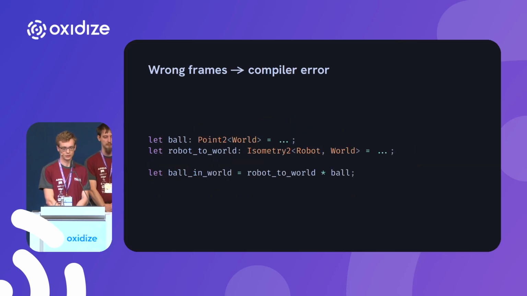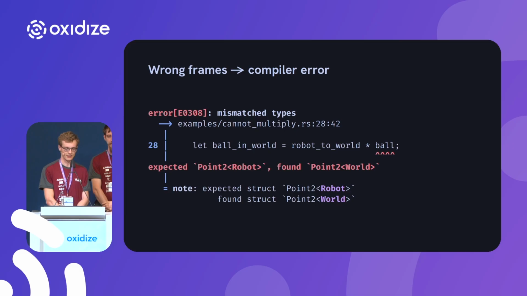If we would use the wrong frames, for example, in this case, we switched up robot and world in our isometry, so this is the same isometry backwards, the other way around. If we try to multiply these two together, the compiler is also very helpful, and it tells us that this multiplication expected a point in robot coordinates, but we gave it one relative to world. Now, this is cool, but we're still missing a lot to turn this into a complete solution, and Konrad is going to tell you more about this.